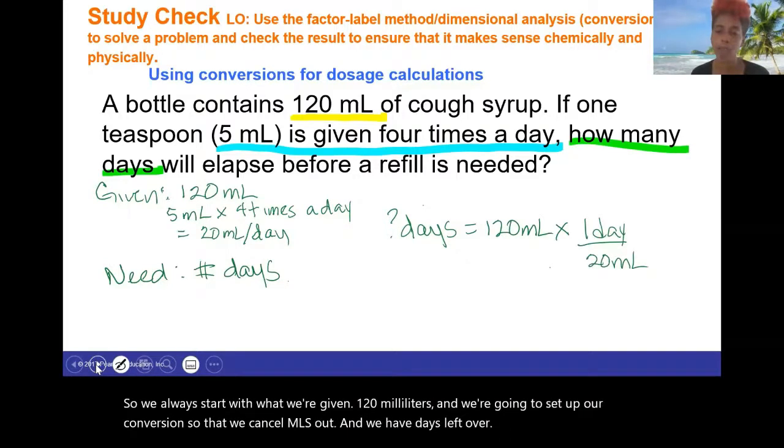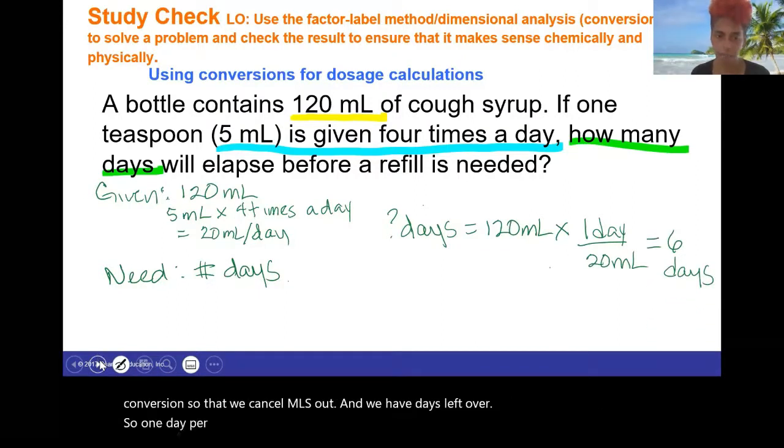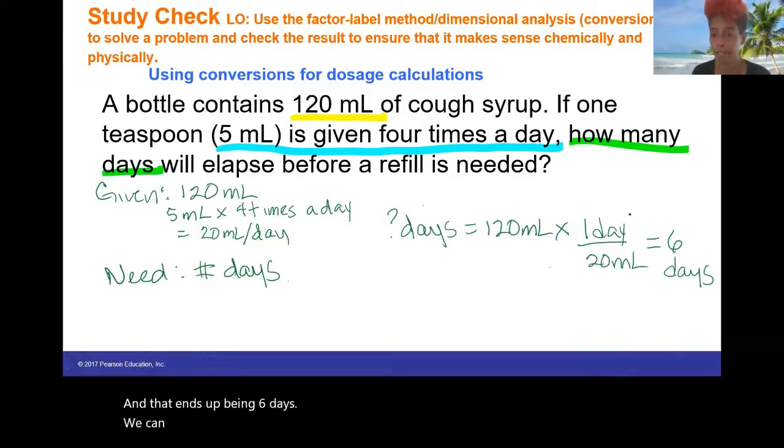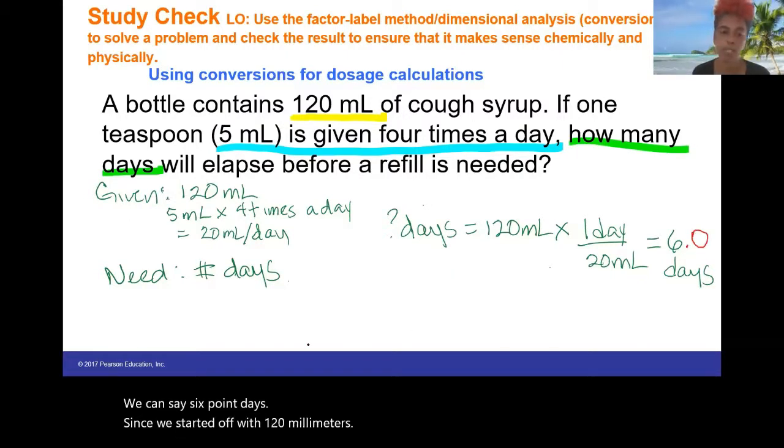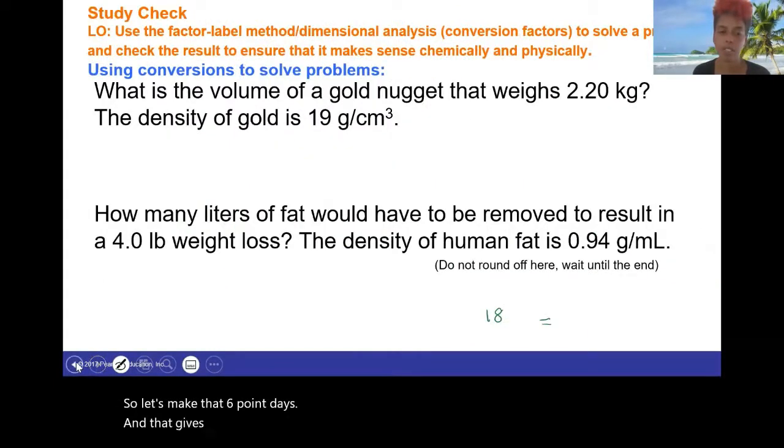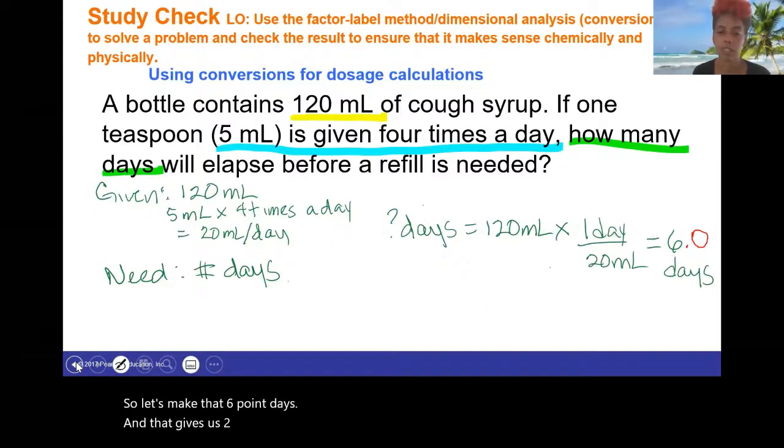So 1 day per 20 milliliters, and that ends up being 6 days. We can say 6.0 days since we started off with 120 milliliters. So let's make that 6.0 days, and that gives us 2 significant figs. All right, our milliliters cancel out.